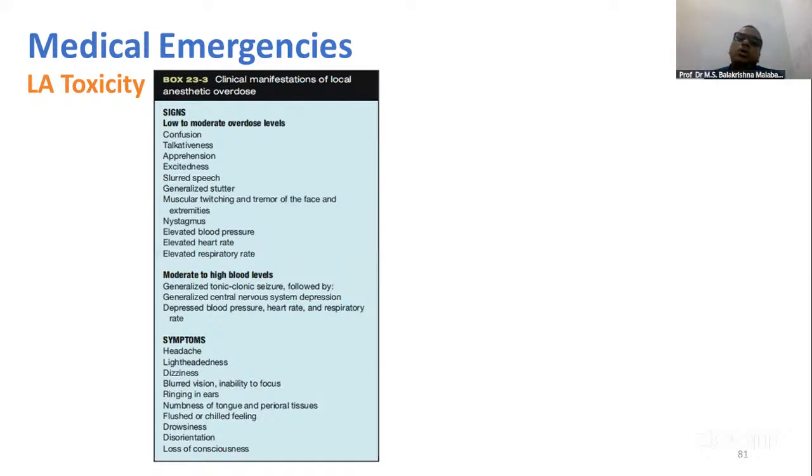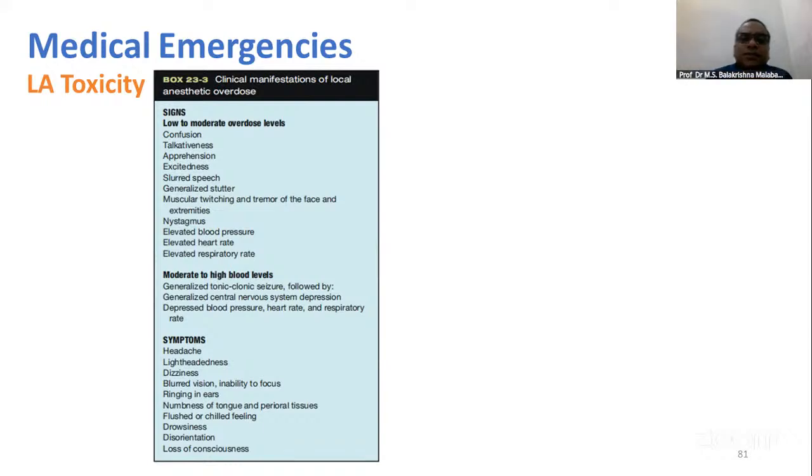So how does LA toxicity present? A patient was very calm, you gave LA, and suddenly the patient starts talking more, is confused, talkative. He becomes very excited. His speech becomes abnormal, he stutters, right? Blood pressure and heart rate become elevated. So that means some changes are happening in the patient. Because of a low to moderate overdose, these changes will happen.